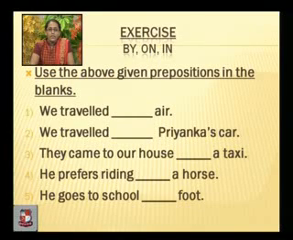So means of travel, we travelled by air. We travelled in Priyanka's car. Both sentences are talking about travelling. But by air means through air, and we travelled in Priyanka's car means it shows the exact position. It was Priyanka's car. They came to our house in a taxi. Again, taxi is the exact position or exact thing. He prefers riding on a horse. He goes to school on foot.